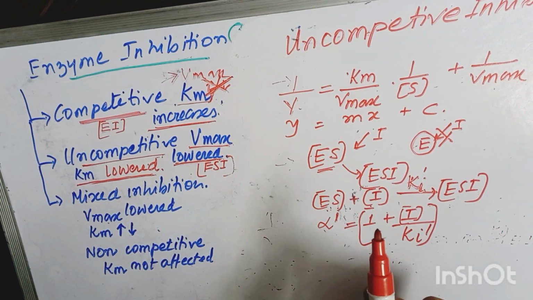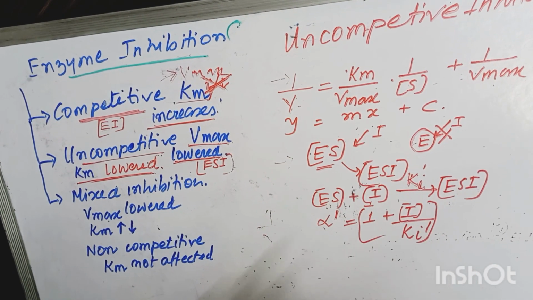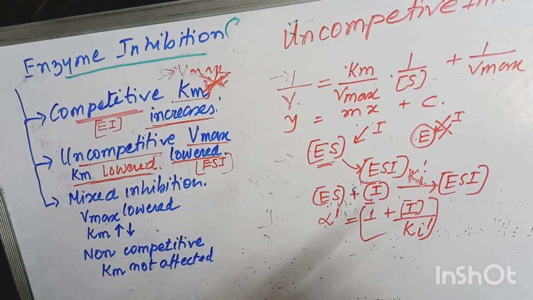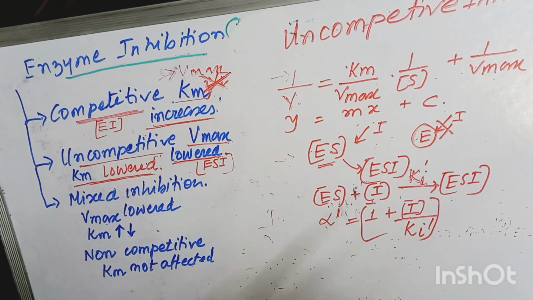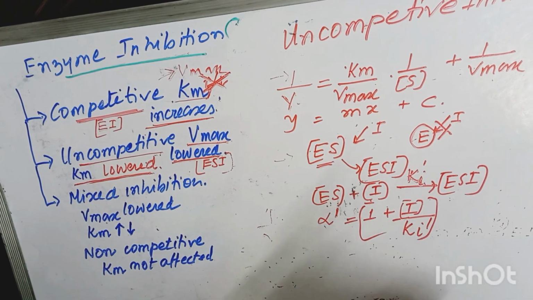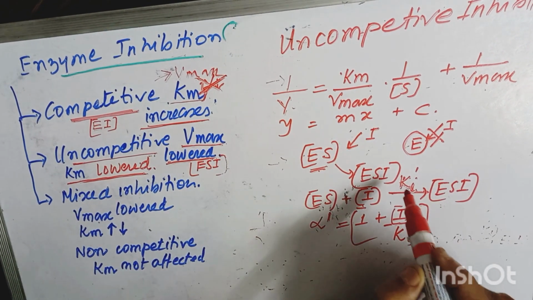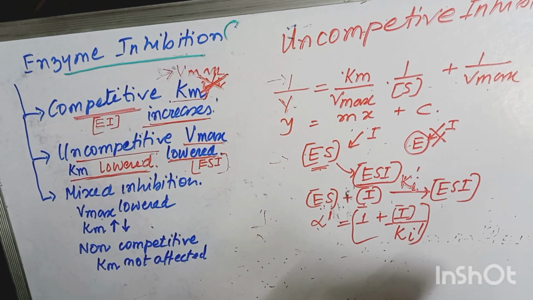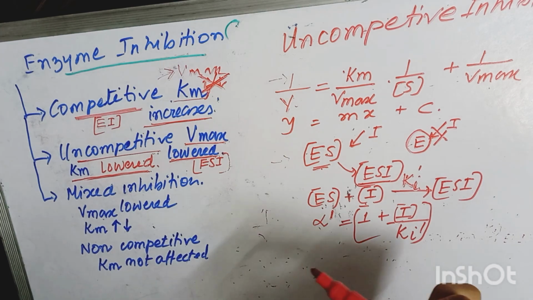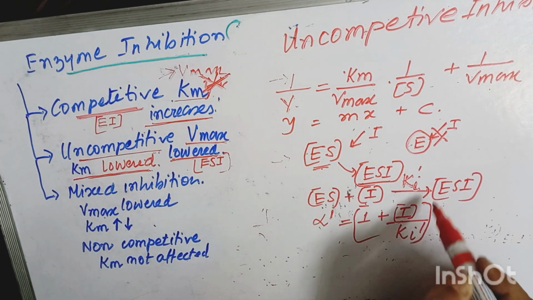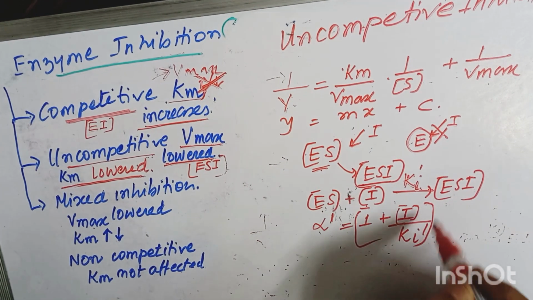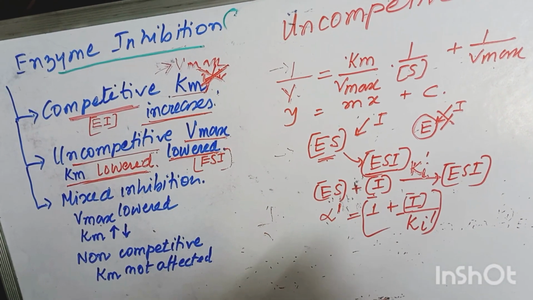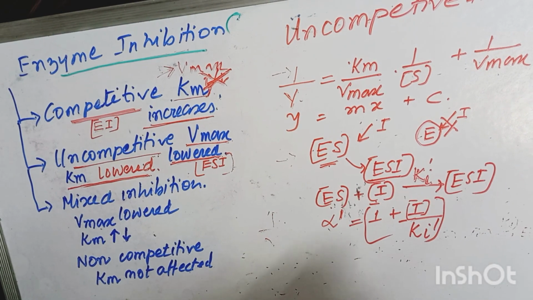So for uncompetitive inhibition, we have learned two points. First, the inhibitor has no structural similarity to the substrate, unlike a competitive inhibitor, and it cannot bind to the free enzyme. It can only bind to the enzyme substrate complex to form the enzyme substrate inhibitor ternary complex. The second point is that it will lower the Km.